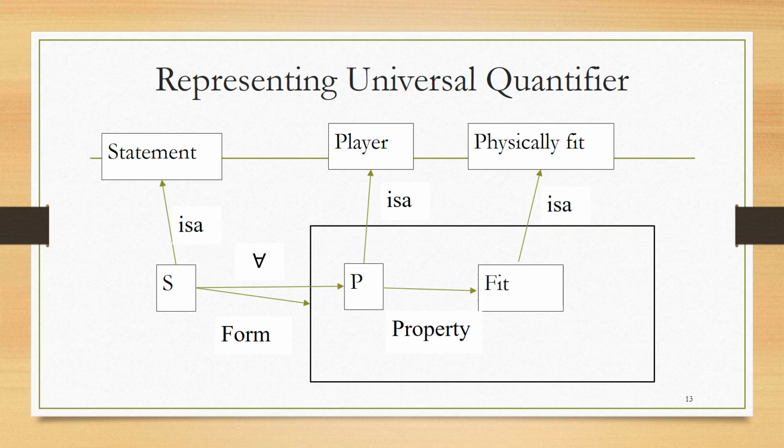Let us see how universal quantifier is represented. Let's have a look at the below flowchart. Here we have three objects: statement, player, and physical fit. We have an instance of statement as S. We have an instance of player as P. Here, every statement S is true for every player P.